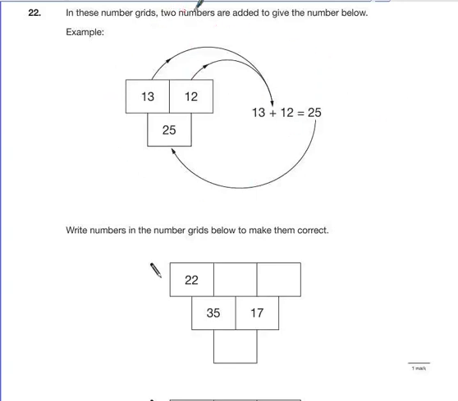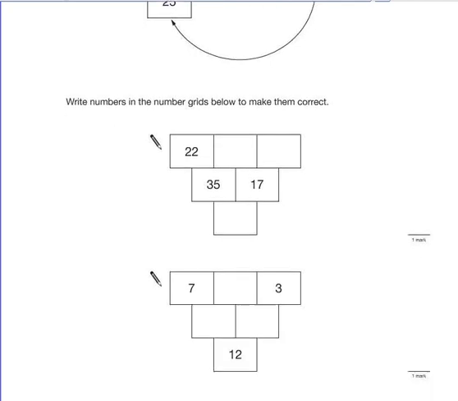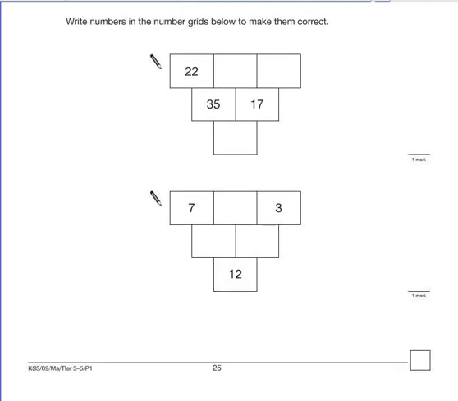It tells you two numbers are added to give the number below. So when you have the two squares next to each other, the block that's below those is when you've added them together. It's very simple. You sometimes see them the other way around, called number pyramids. So what we're trying to do is to figure out what these missing squares are.